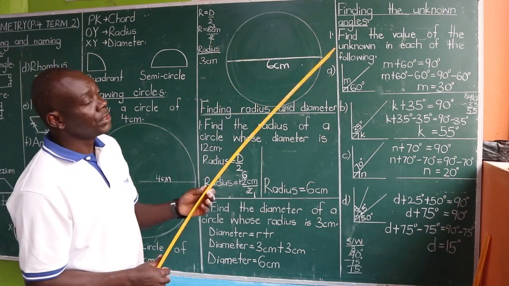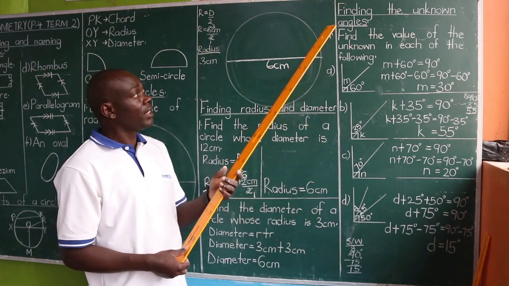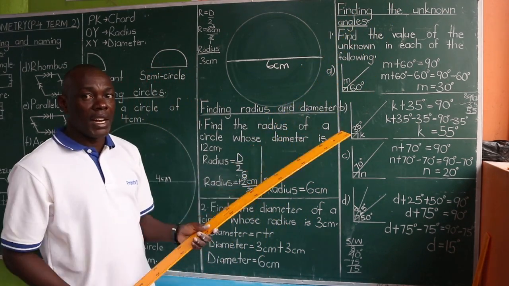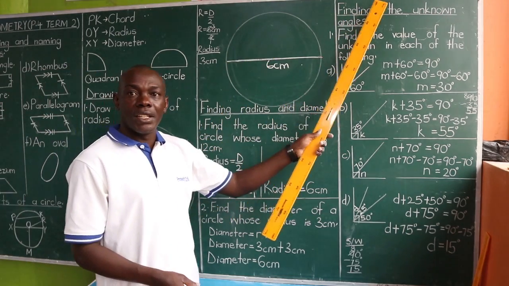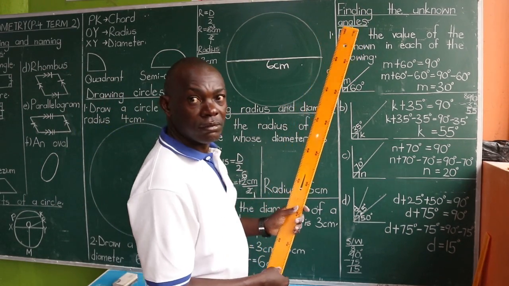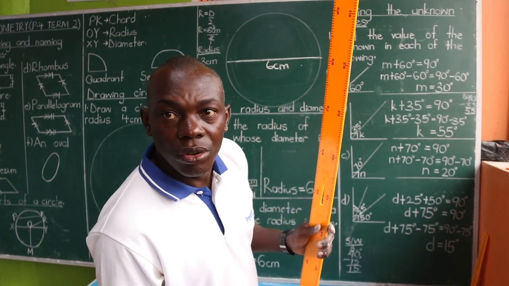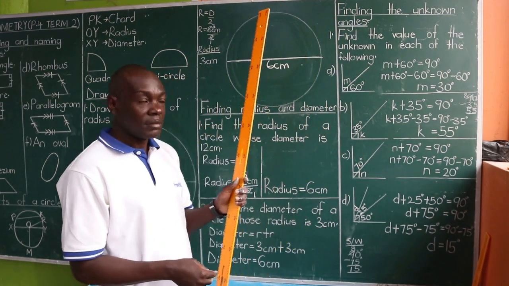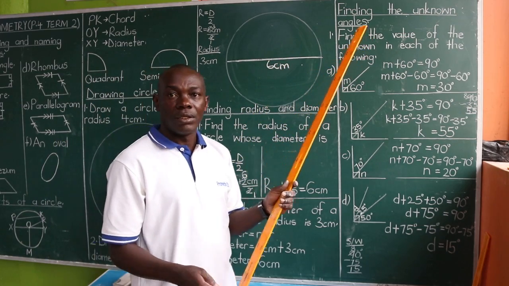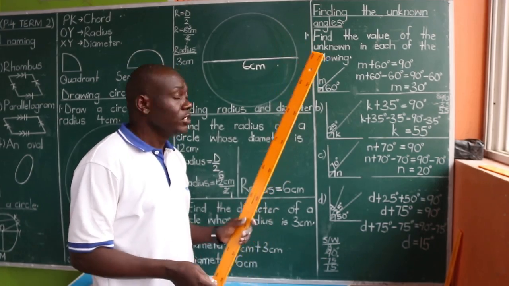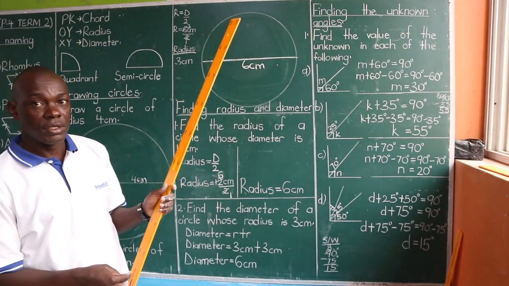Now we go to our algebra and geometry, or finding the unknown angles. Finding the unknown angles. This is the way we find the unknown angles. Now look at this and see how we find the unknown angles. We start.